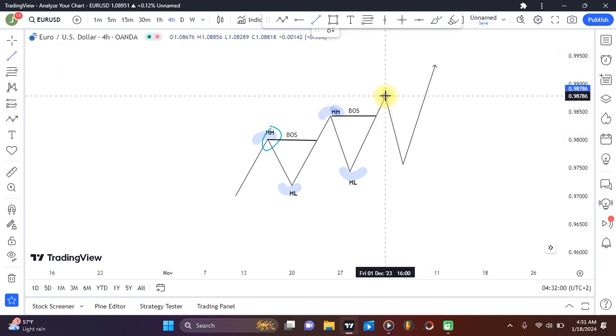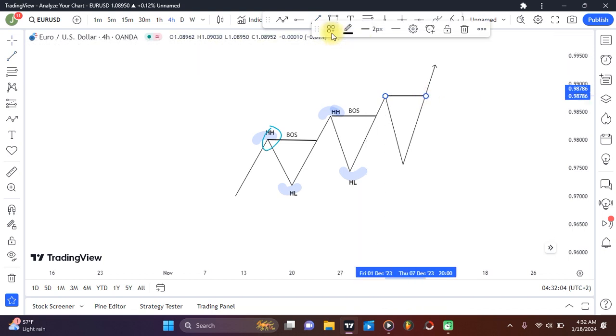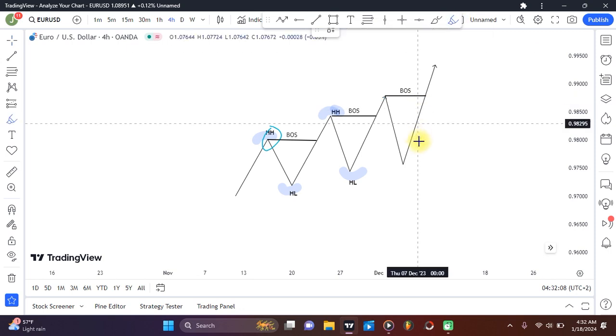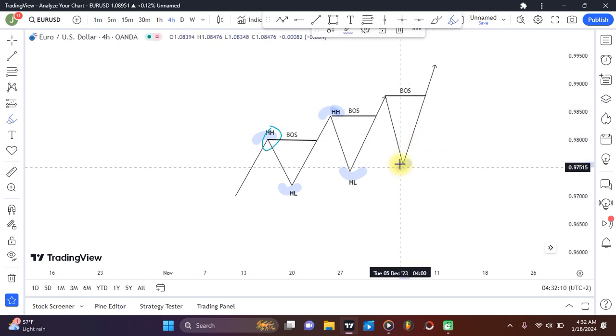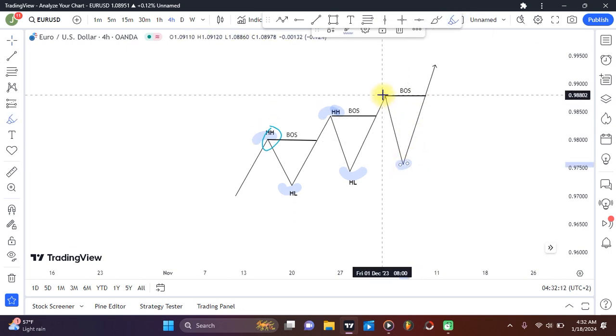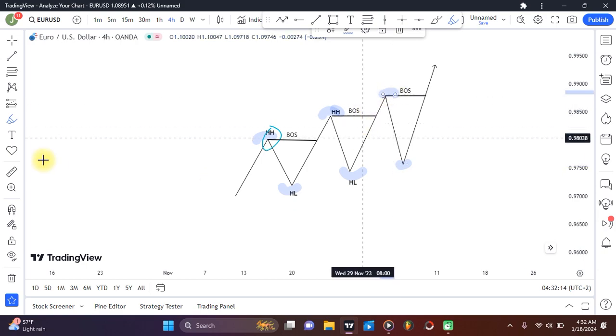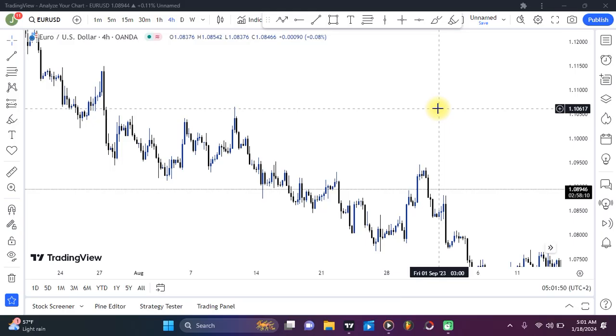So this over here will be a breakout of structure, and this would be our new low, higher low, and this would be our new higher high. Okay guys, here we have a real chart example on the Euro USD for our time frame.